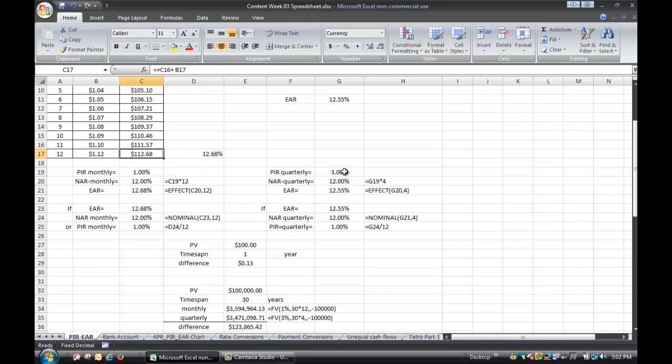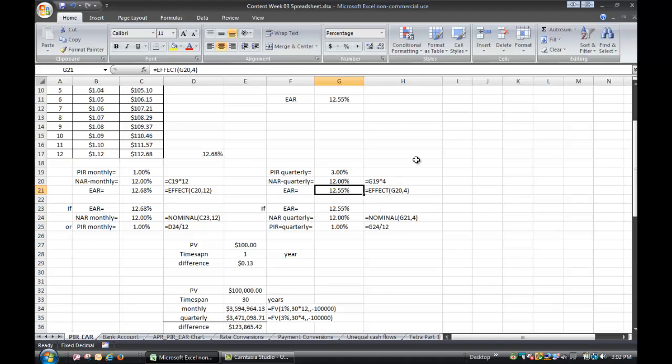Quarterly is much the same. If we start with a 3% PIR, that's a 12% NAR quarterly. For the EAR, we use the effect function. We put in the nominal rate, 12%. That's 4 quarters per year, and we get 12.55%, much the way we did up here.